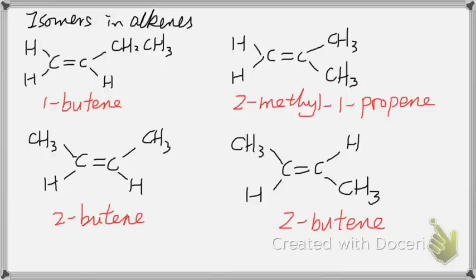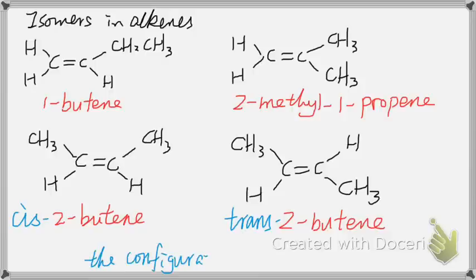This is an example of cis and trans. When the 2 methyl groups are on the same side of the double bond, we call it cis. When the two methyl groups are on the opposite sides of the double bond, we call it trans. Okay, so cis and trans are the configuration of the double bond. Cis-2-butene and trans-2-butene will be stereoisomers of each other.